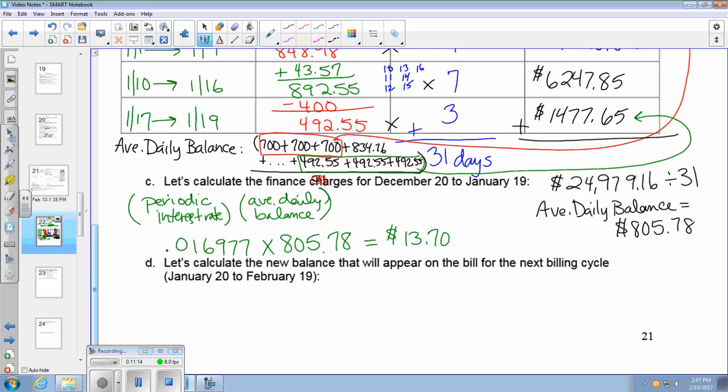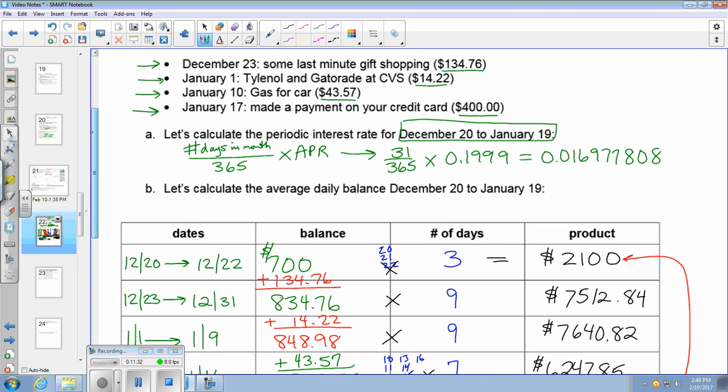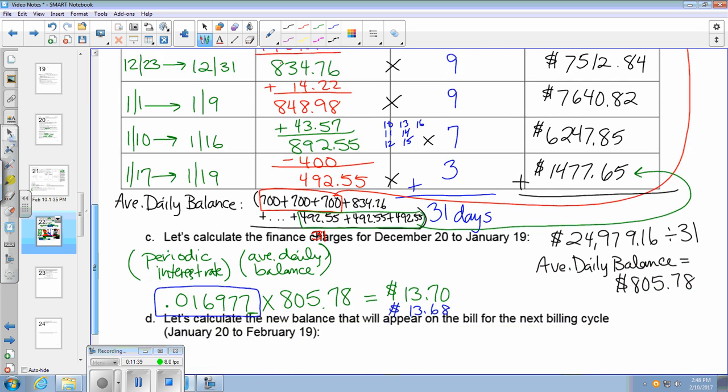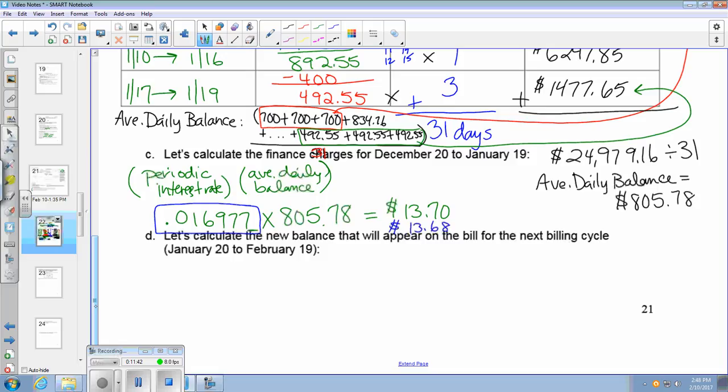All right, if you use the more exact decimals, if you include a few more there, you might get a slightly different answer. So depending on how many digits you're using there, you might get $13.68. So if possible, type in all the digits you have, or type in the expression that gave them to you. So type this in one more time, and then multiply that result by the $805.78.